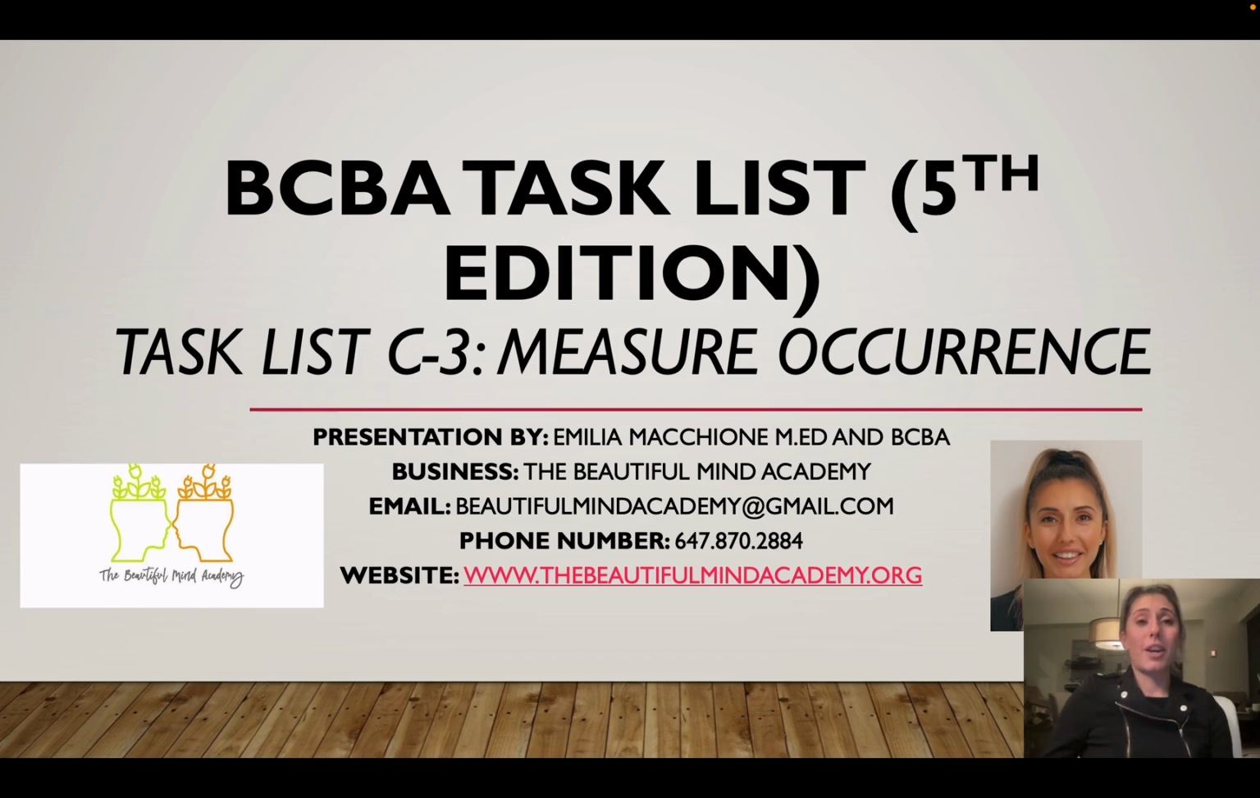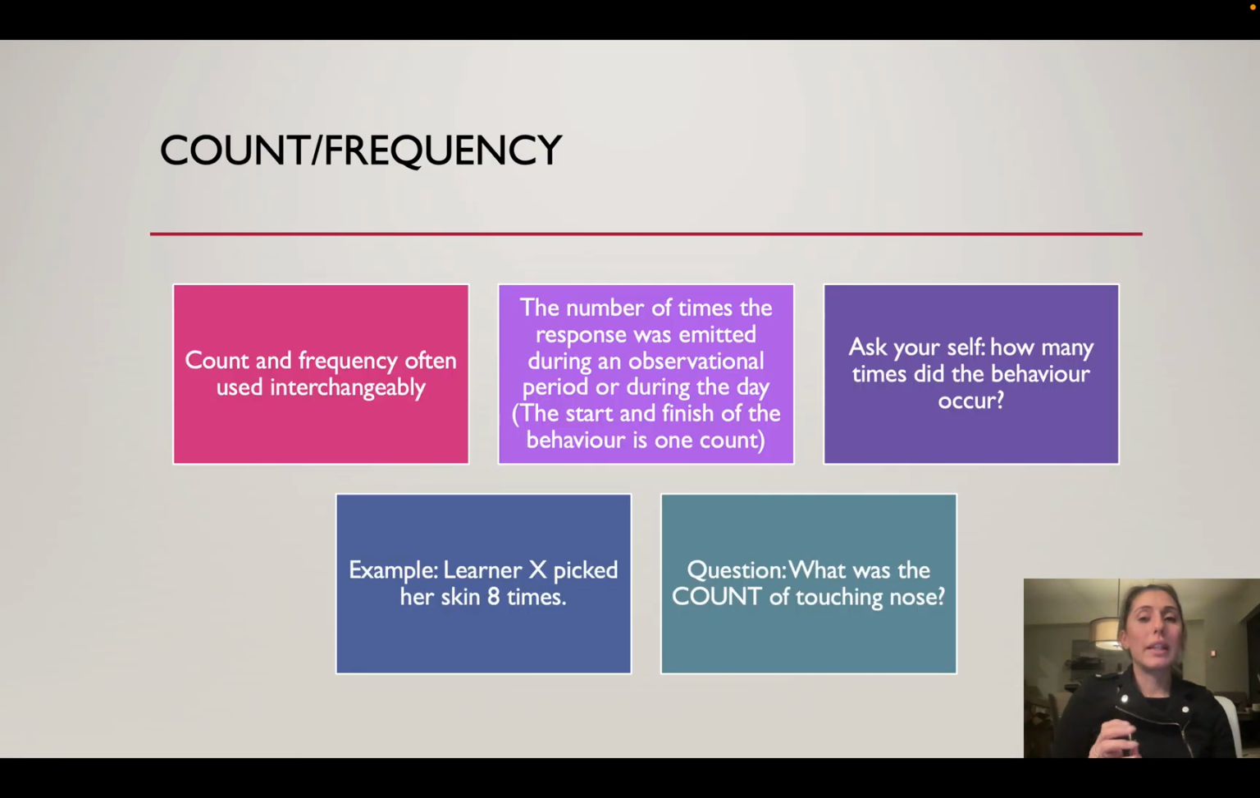So for today's video, we are going to go into the BCBA task list 5th edition, specifically looking at C-3, which is going to cover measure occurrence. This specific task list actually looks at count, frequency, rate, and percent of occurrence, which we'll break down a little bit. So let's get right into it. Let's go into count frequency.